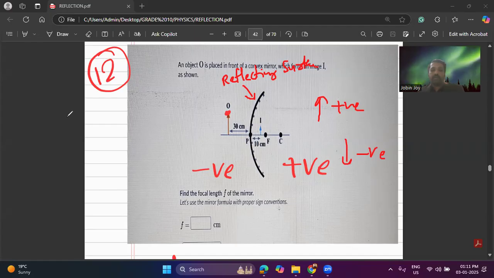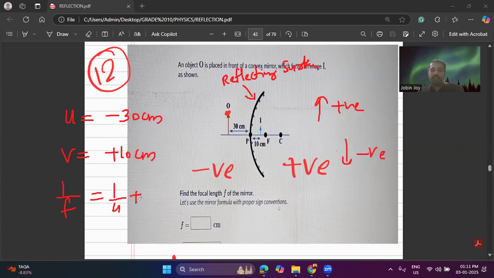So the object is given. Object distance U is equal to, this is a reflecting surface, meaning this side is negative, minus 30 centimeter. And image distance V is equal to, this side is plus 10 centimeter. So you can calculate 1 by F is equal to 1 by U plus 1 by V. You know U and V, just substitute and simplify, and you will get the answer F.